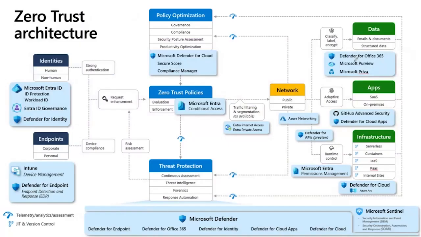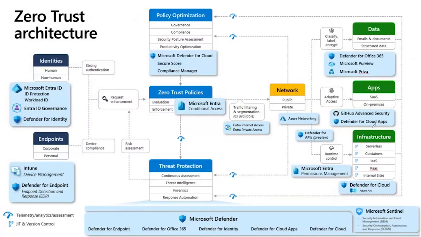Next, in applications, we can use GitHub Advanced Security options and Defender for Cloud Apps. And for infrastructure, we can plan for using Defender for Cloud. We can plan for using Microsoft Entra Permissions Management. These components we can use in my Zero Trust architecture approach. So these kinds of solutions are going to fit in all these different places differently.